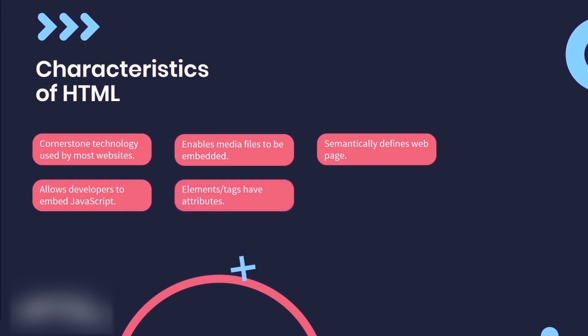Okay, and then also elements use tags, or we tend to use these interchangeably where we say elements and tags are essentially the same thing, but they have attributes, and attributes are properties of an element that you can manipulate, such as the color, the width, the height, all of those kinds of things. And again, all of this is going to make a lot more sense once we dive into an example.